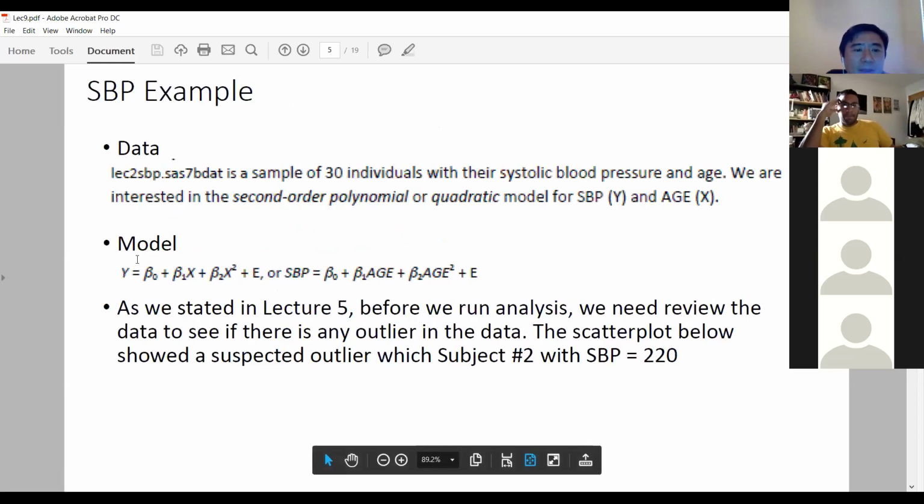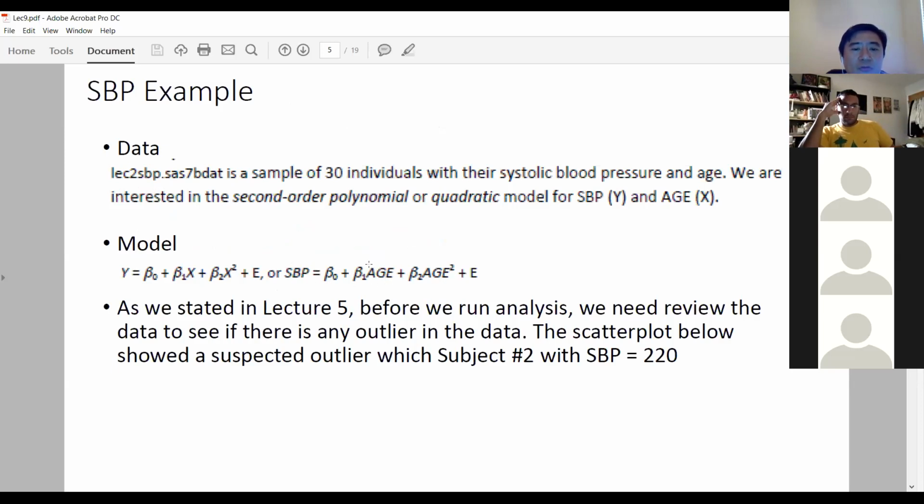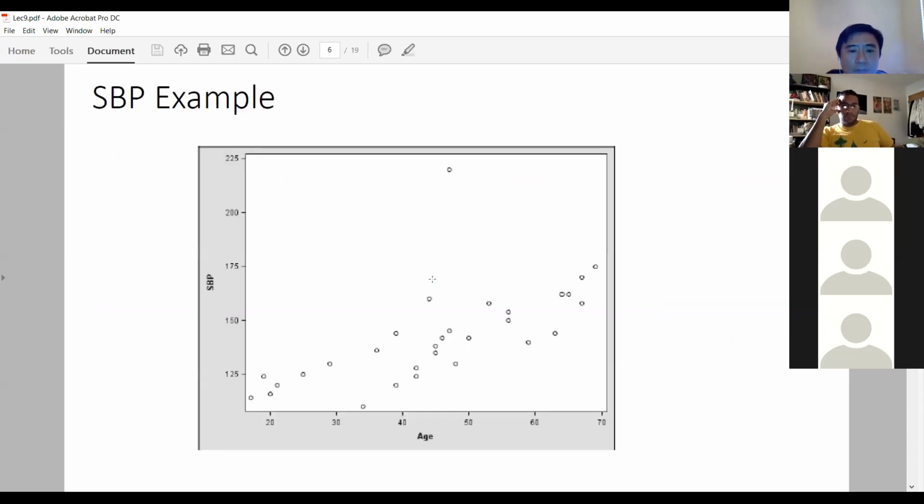All right, and the example I'm using here is the systolic blood pressure which we used in lecture number 2. So we have the blood pressure and the age, which is a continuous variable. This is not a categorical age as you used in the ANOVA lecture number 7. This is the continuous age. So we're testing using the linear term and the quadratic term of age.